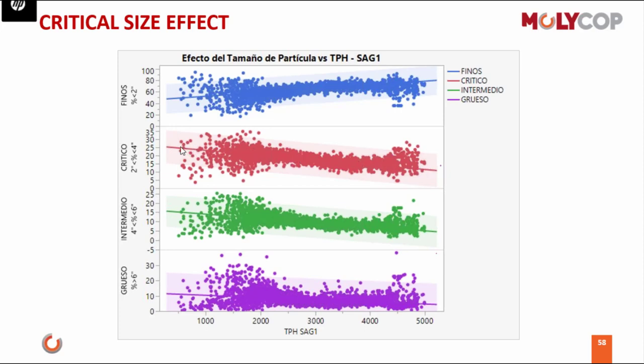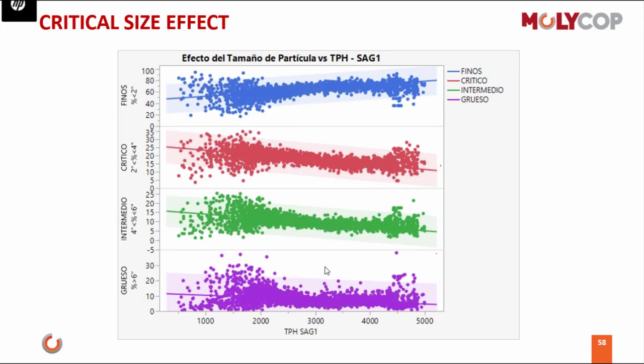from around 25 to 15% passing critical size. You have reduced the critical size. You have also reduced the intermediate particles from 4 inches to 6 inches, and the coarse particles have been maintained. So, if you reduce the critical size and increase the fine particles, you are going to get much more throughput.